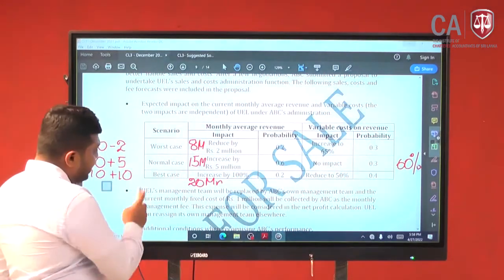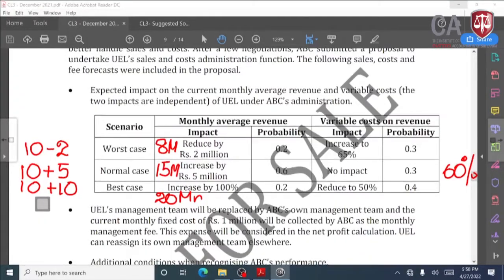Then UEL's management team will be replaced by ABC's own management team, and the current monthly fixed cost of rupees 1 million will be collected by ABC as the monthly management fee. It won't change. Previously also 1 million, now that 1 million has to be paid to ABC. This expense will be considered in the net profit calculation. Remember, this 1 million fixed cost will be considered in calculating the net profit. UEL can reassign its own management team elsewhere.